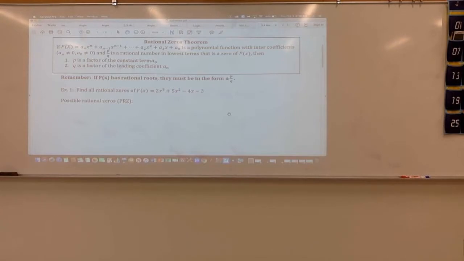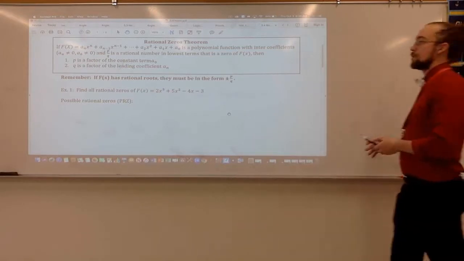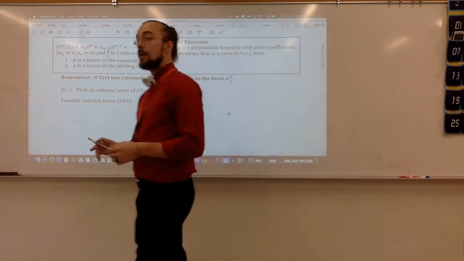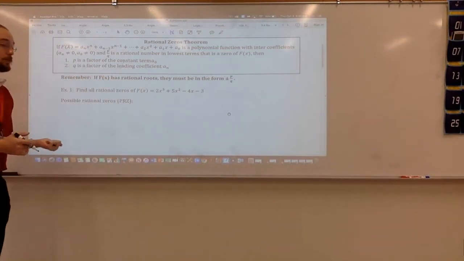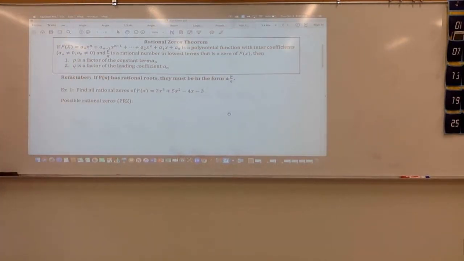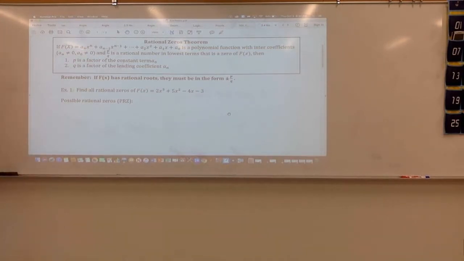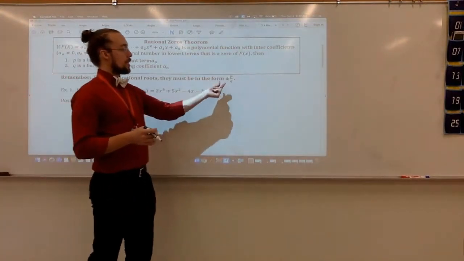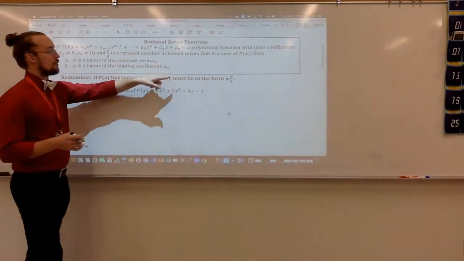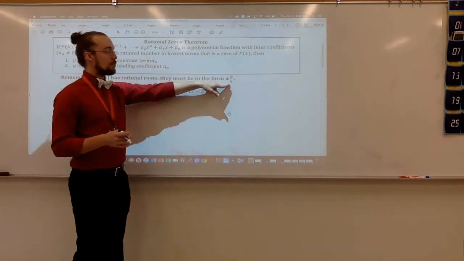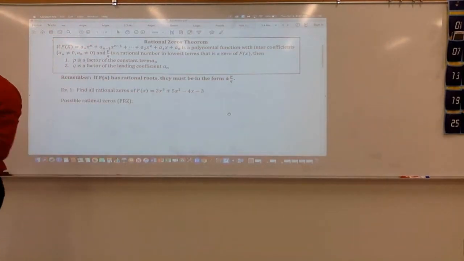So the first thing that we have to take a look at is finding all of the possible rational zeros of a polynomial. Now we could have irrational zeros, we could have imaginary zeros, but this method will let us find all of the possible rational zeros of a polynomial. To do that, what we do is take all of the factors of the constant term over all of the factors of the leading coefficient.